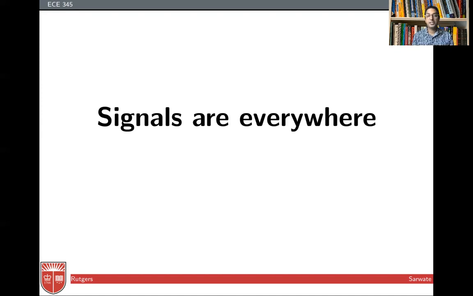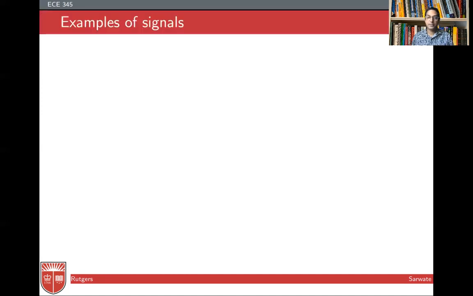Now, a signal is just a measurement of some kind. So it's measuring a quantity that's varying over time or maybe varying over space. And we have lots of examples of this in technologies that we interact with on a daily basis.